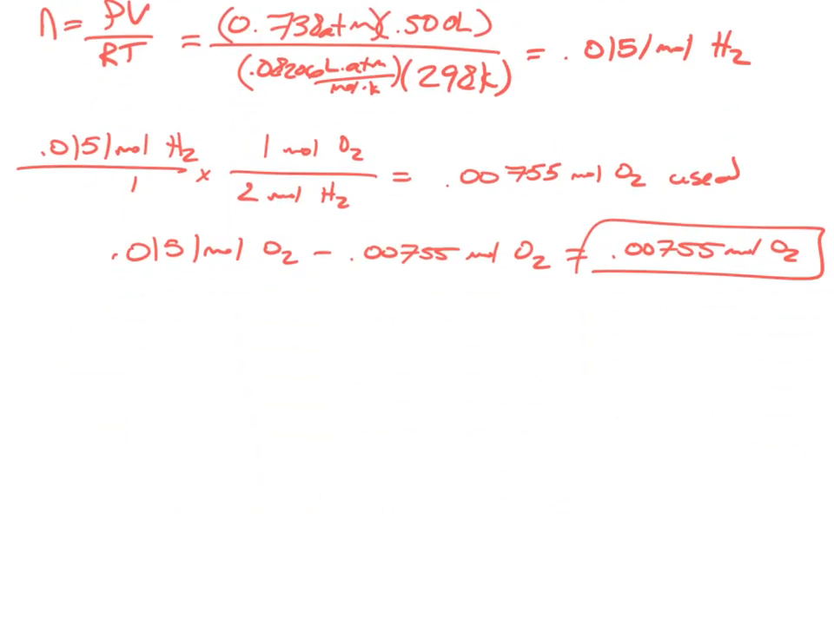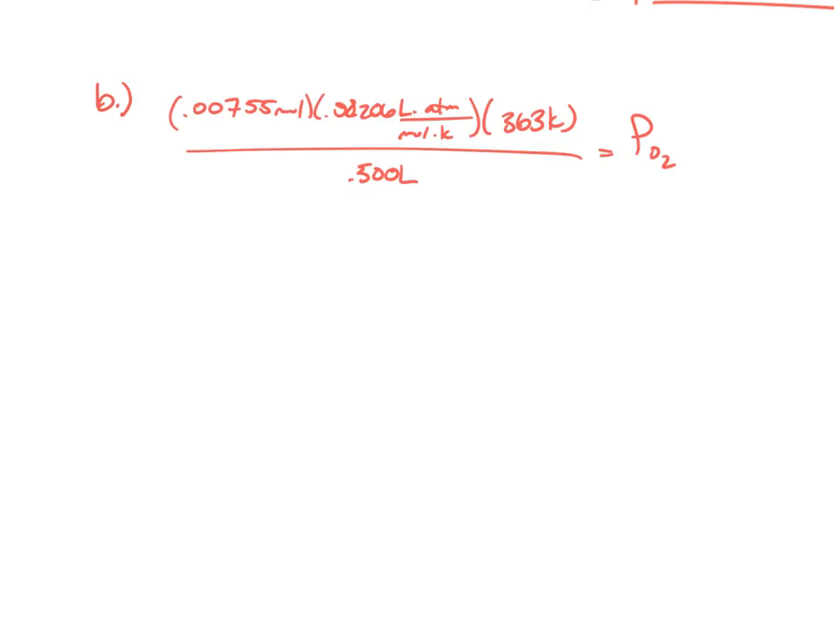I'm going to clear out a little bit more room so I can solve part B. Since all the H2 is used up at this point, the only things left to contribute to the pressure are the O2 and whatever water was produced, which is now lying in the bottom of the container. There's 0.00755 moles of O2 left over. That's what's in the container, multiplied by the R constant, this time multiplied by 363 Kelvin because they say the temperature now is 90 degrees Celsius. The container is still half a liter. The pressure of O2 is equal to 0.450 atmospheres.